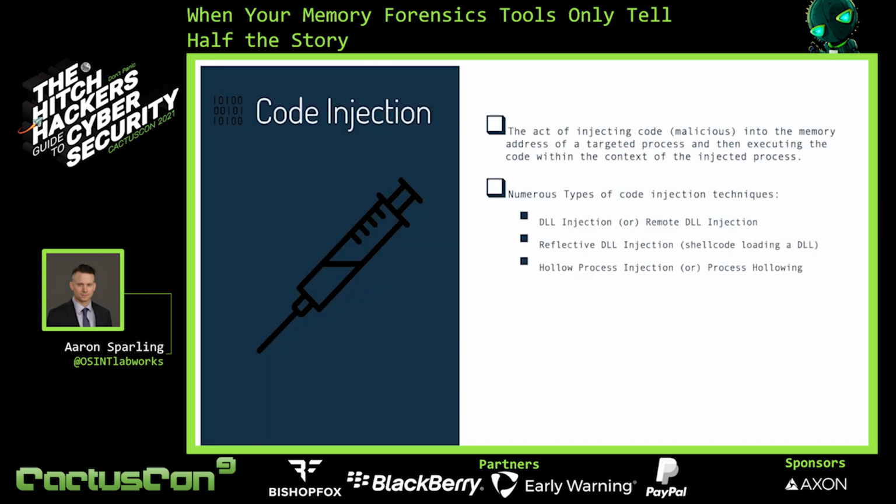So let's loosely define code injection. For the purpose of the presentation, I'm just going to say it's the act of injecting code, and in this case malicious code, into the memory address of a targeted process, and then executing that code within the context of the injected process. Now I know there are numerous types of code injection techniques out there. I've listed probably the 3 that I think are the most recognized and that you might be the most familiar with. And that's DLL injection or remote DLL injection, reflective DLL injection, which is sometimes leveraged by shellcode loading a malicious DLL, and hollow process injection or process hollowing.